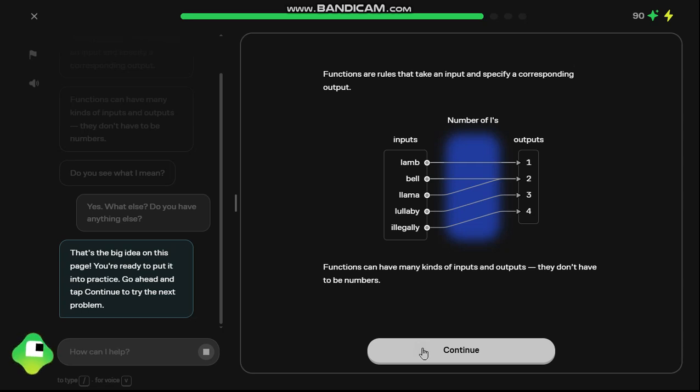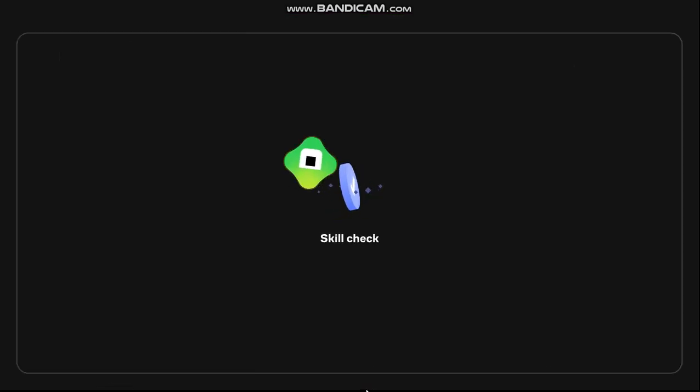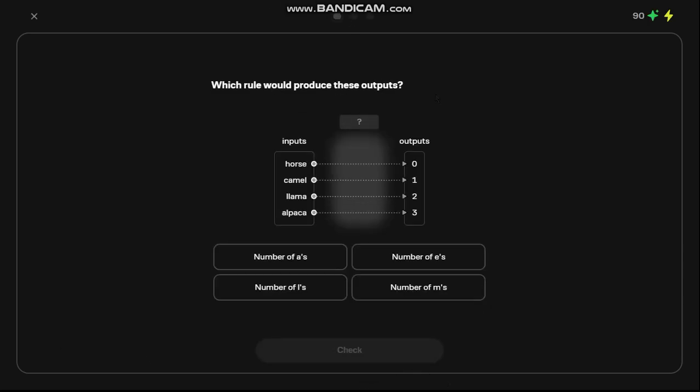Go ahead and tap Continue to try the next one. Last step. Let's check your understanding. Skill check is the last thing in our lesson. Next, I have a function. We need to find a function, I mean rules. And I have an input of horse, camel, llama, alpaca.